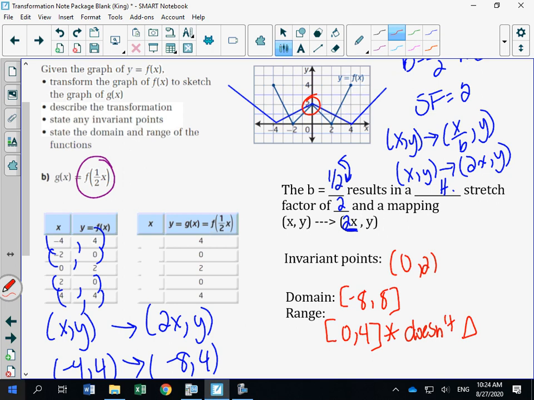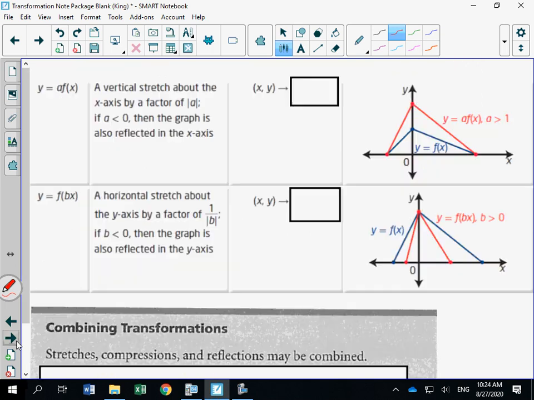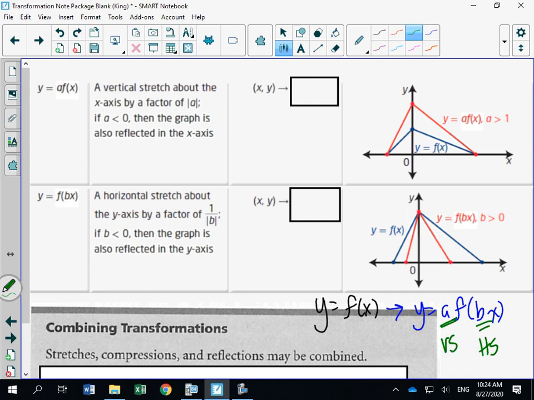Okay, let's look at a summary now. For our summary, I just want you to write, maybe at the bottom, y is equal to f of x is our original. After it undergoes a transformation, it's y is equal to a f of b x. Your a value is a vertical stretch. Your b value is a horizontal stretch.